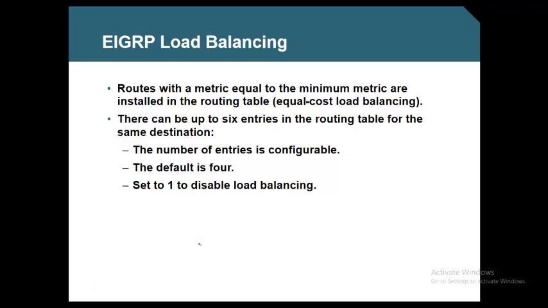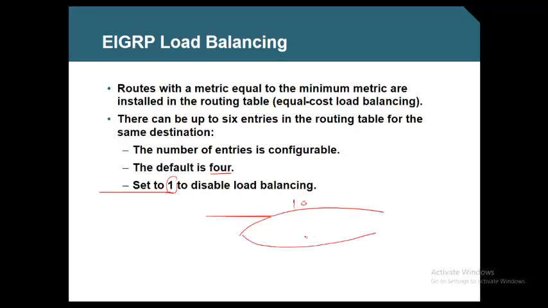Now, next is unequal cost load balancing is disabled. By default, only equal cost load balancing is enabled. Why? Because of the value called variance. What is it? It's a multiplier value. Meaning, you see, in one path, let's say the metric is 10. In the other path, the metric is 20. In the other path, the metric is 13.